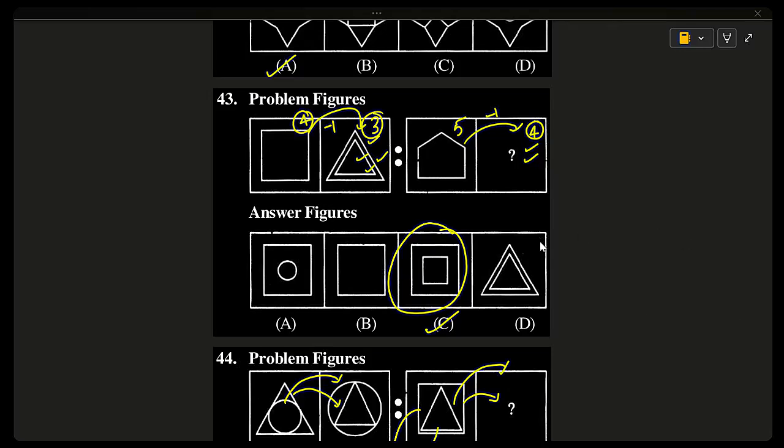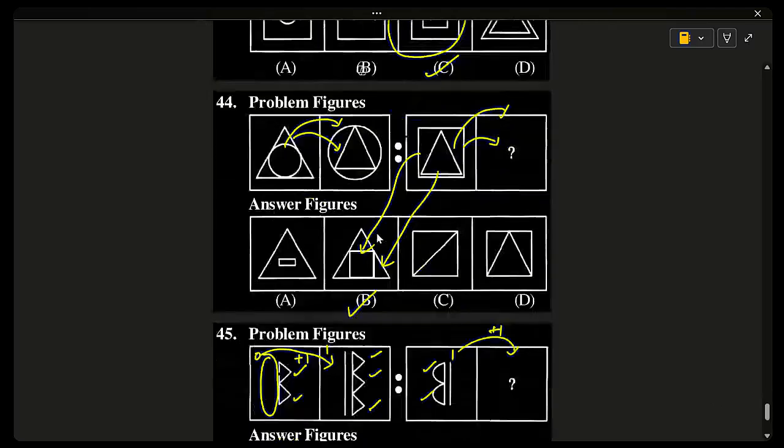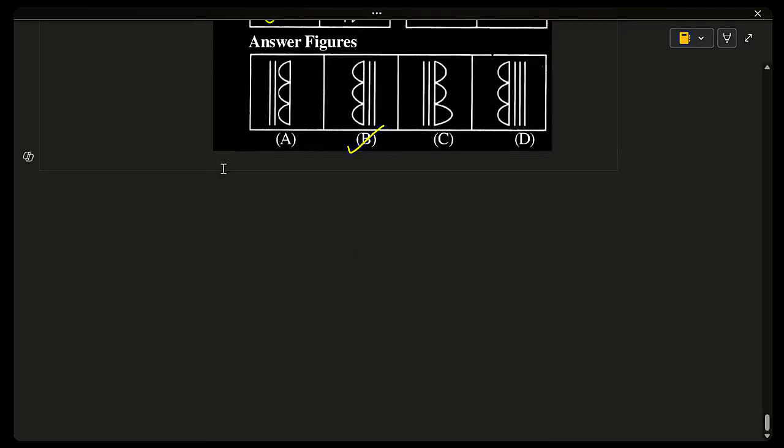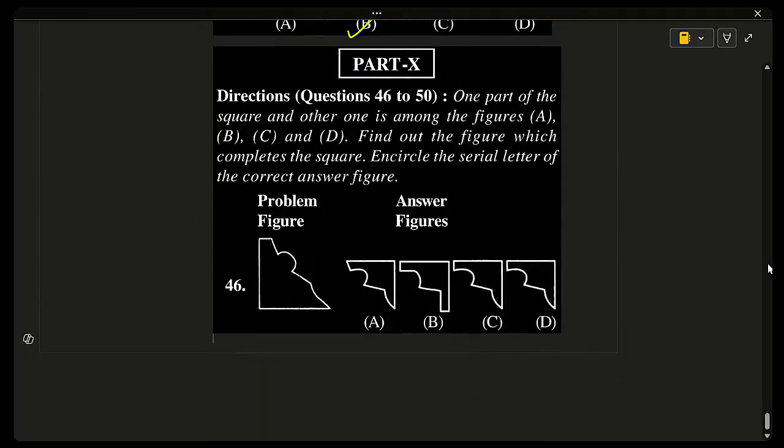Now going to the next part, that is part 10, last part in this mental ability section. Directions for question number 46 to 50. One part of the square is given and the other one is among the figures A, B, C, D. Find out the figure which completes the square. So again completing the square.